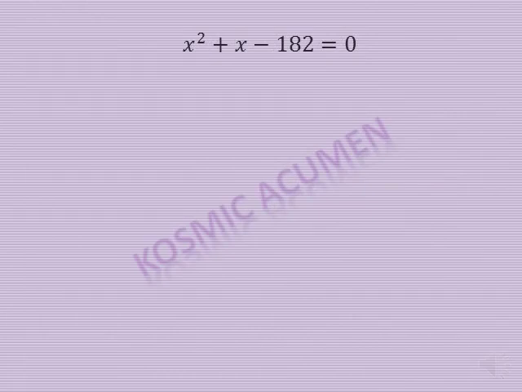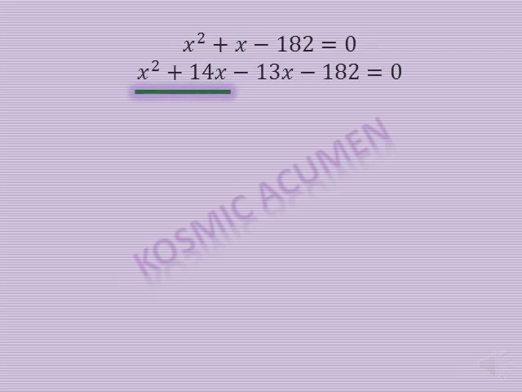We can write +x in terms of the factors of 1 into 182, that is, +x can be written as +14x − 13x. So we've done that. From the first two terms, x is common and we'll be left with x + 14 inside the brackets. In the next two terms, we see that 13 is common, so we can write −13 outside the brackets and we'll be left with x + 14 inside the brackets.